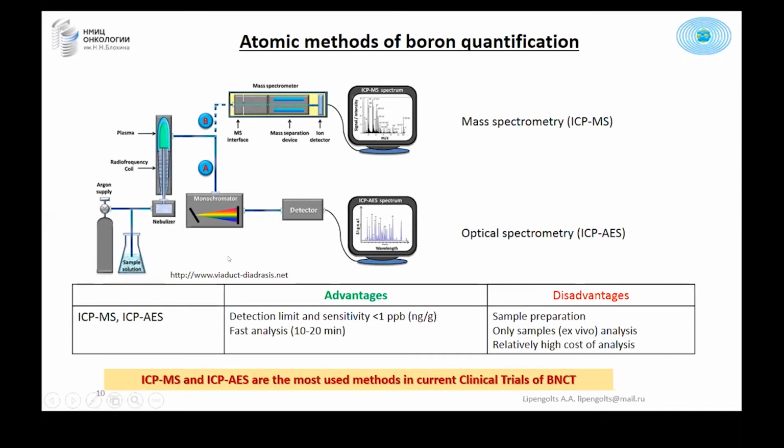Both these methods have extremely high sensitivity. They can detect boron in ppb, that is 3 orders smaller than necessary for BNCT, and comparatively they can perform it quite quickly. The limiting stage of this method is sample preparation. They definitely require sample preparation.